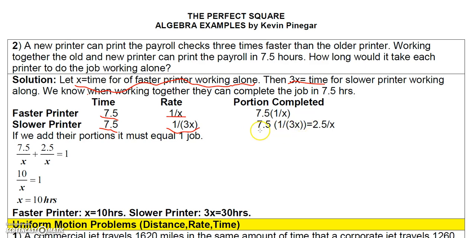Now, by the way, 7.5 times 1 over 3x, you can actually divide 3 into 7.5 and get just 2.5 over x. So the first one is 7.5 over x, and this is just going to be 2.5 over x. This is the portion of the job done by the faster printer, and this is the portion done by the slower printer, and you add those two portions together, and that should equal one job.